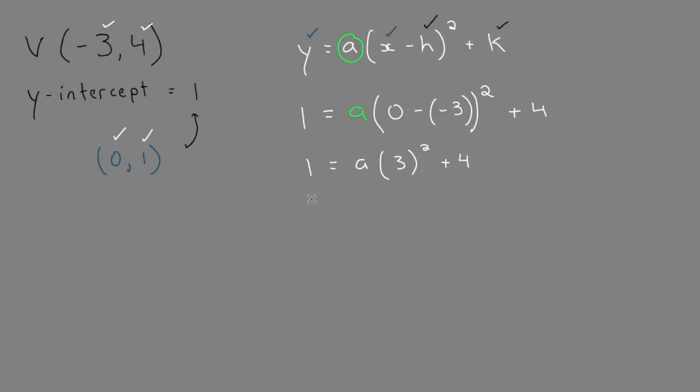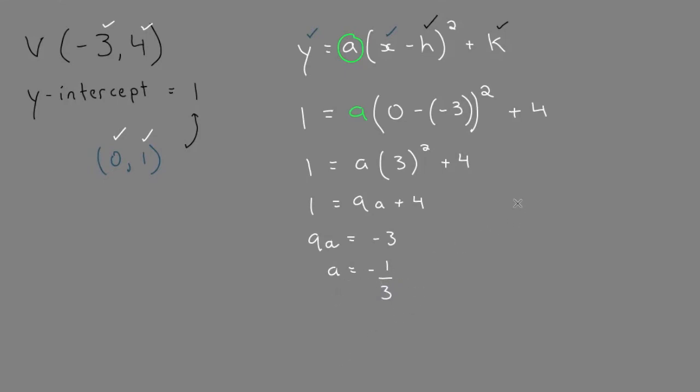So here we have to watch out for order of operations. And so we have 9a equals 1 minus 4, which is -3. Divide both sides by 9 and reduce, we'll get -1/3.